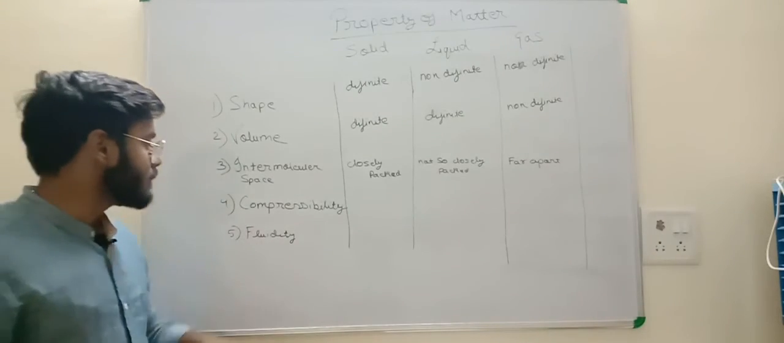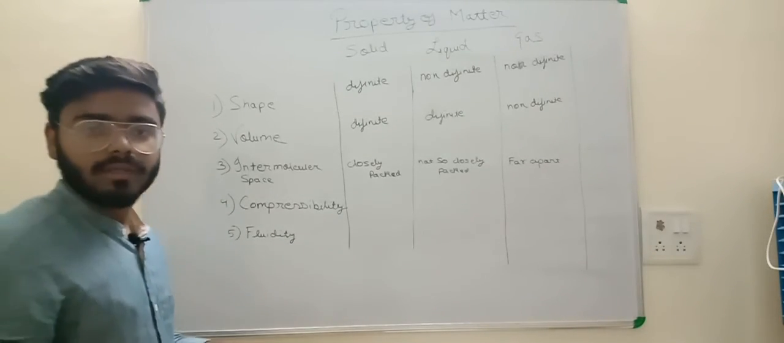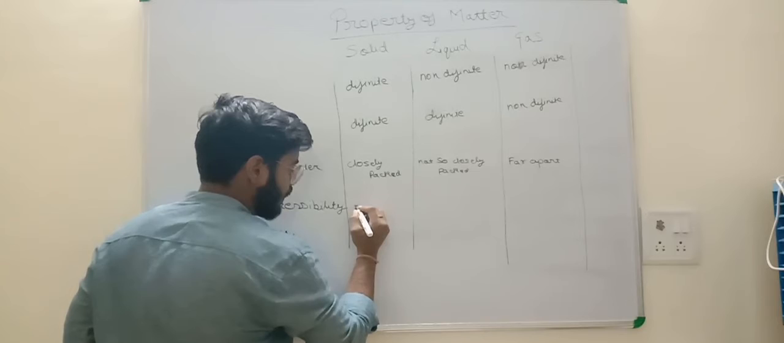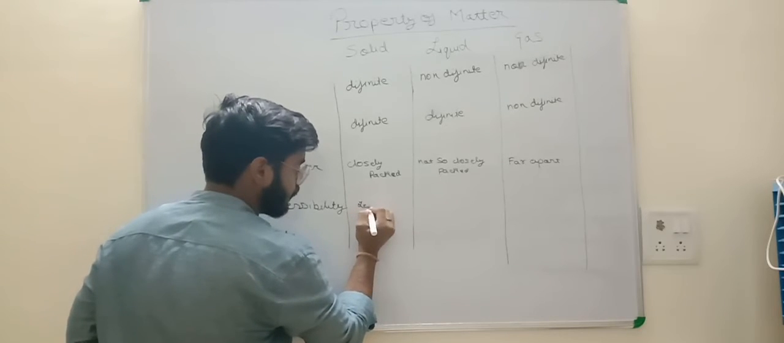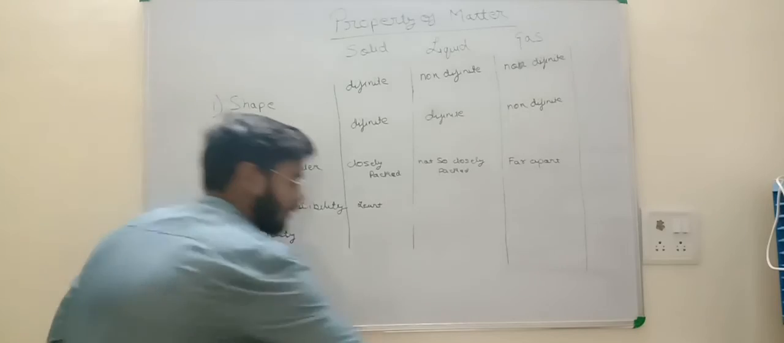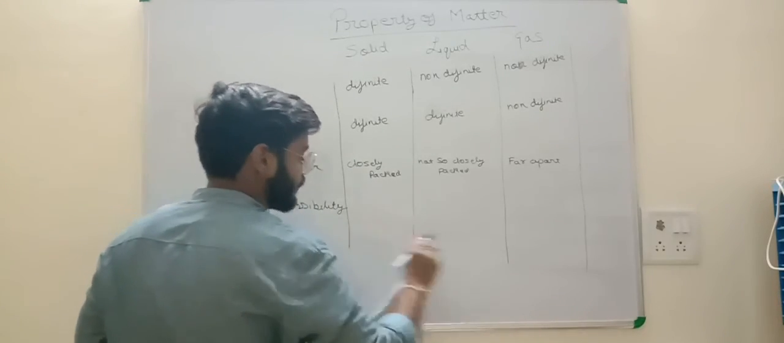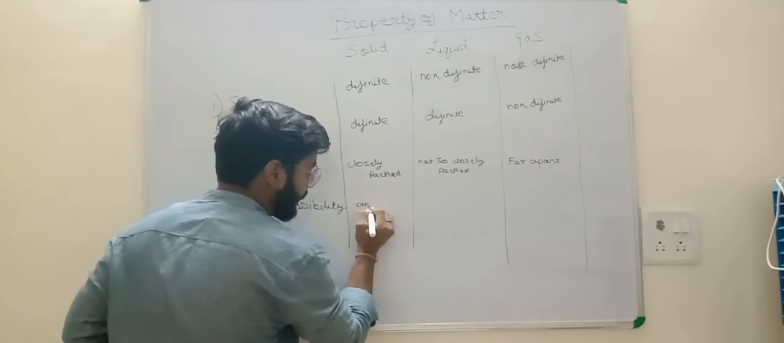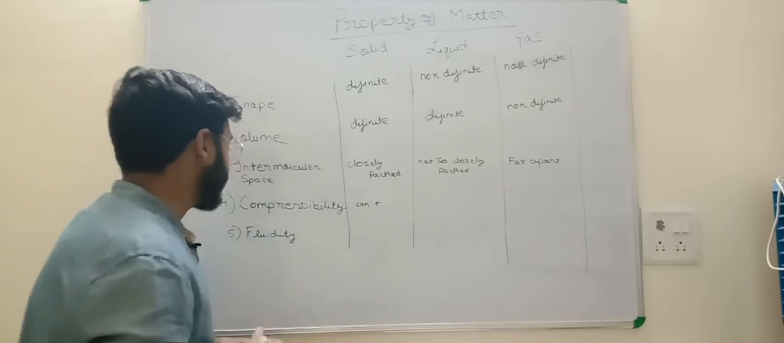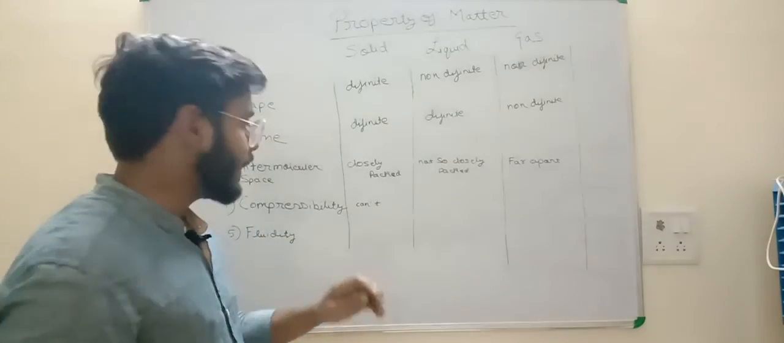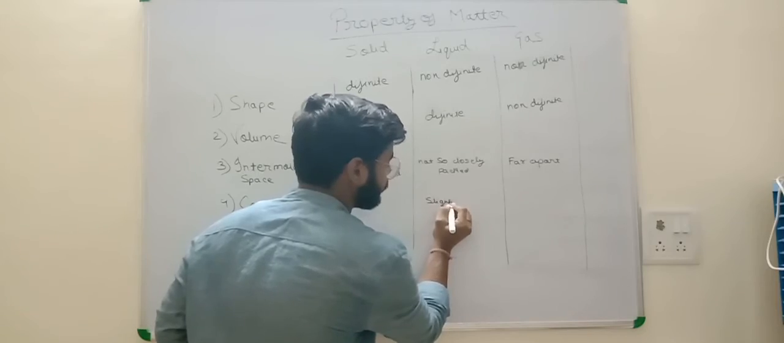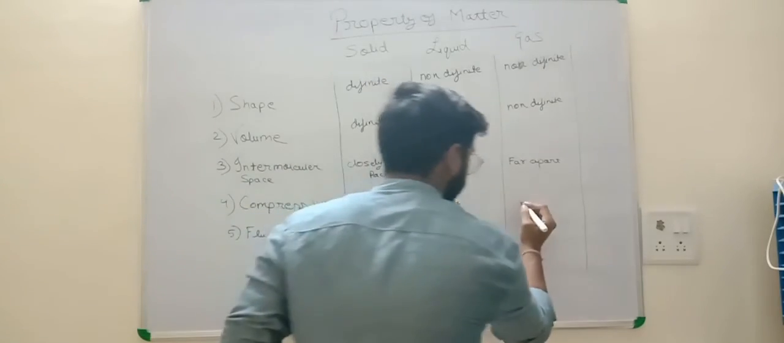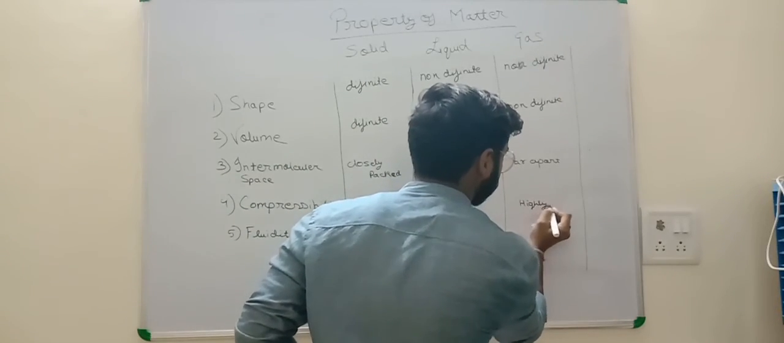The fourth property is compressibility. Solid cannot be compressed. So we will write least compressible, or we will write they can't be compressed. Liquid can be slightly compressed. Gas can be highly compressed. So highly compressible.